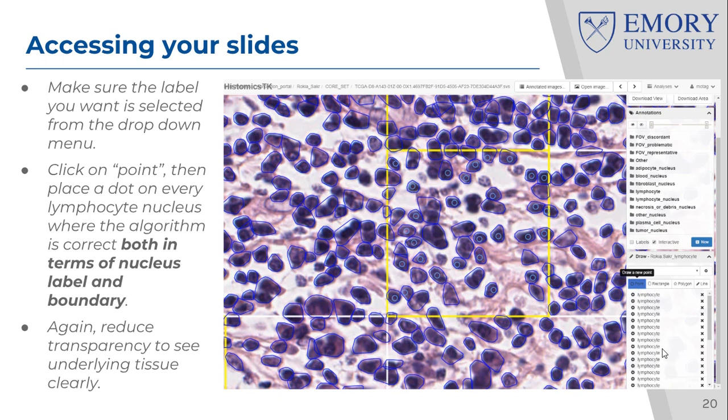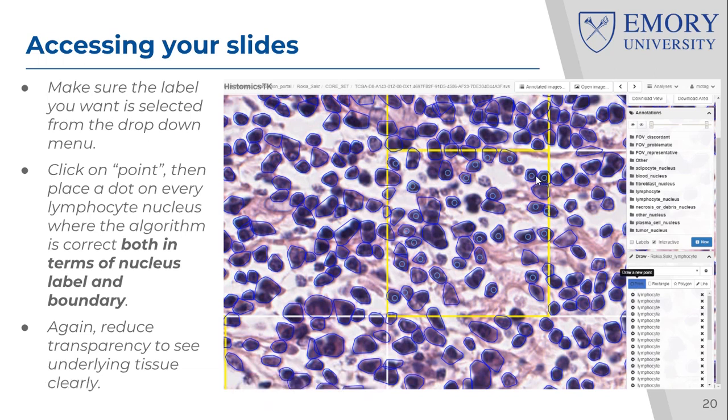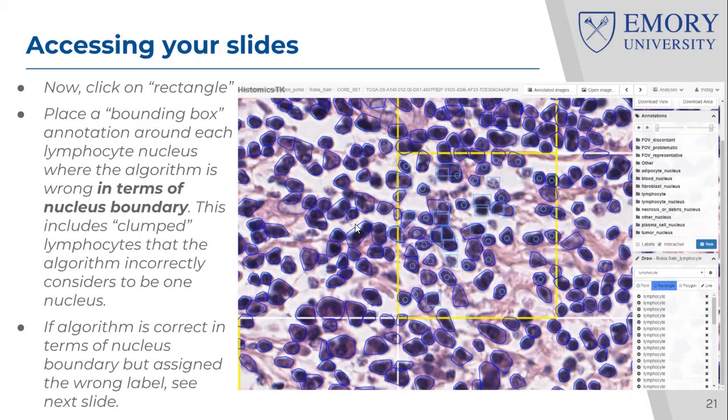We use the point and we say, okay, this nucleus is correct, correct, correct, and you just keep placing dots on things that are 100% correct. Basically, they're correct in terms of the label, they're correct in terms of the boundary, okay? And if you're not sure whether this boundary is correct, just feel free to reduce the transparency, okay?